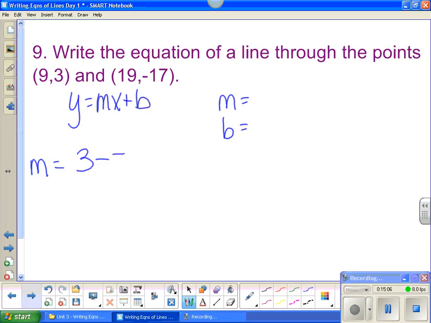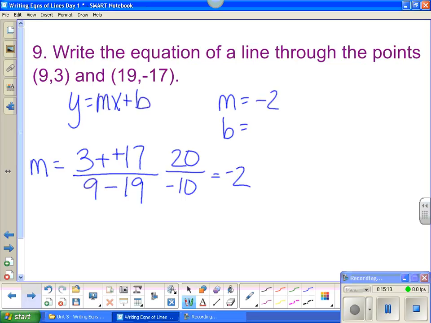Y minus y over x minus x. 3 plus 17 is 20. 9 minus 19 is negative 10. That's negative 2. Pick a point. Picking my smaller point.